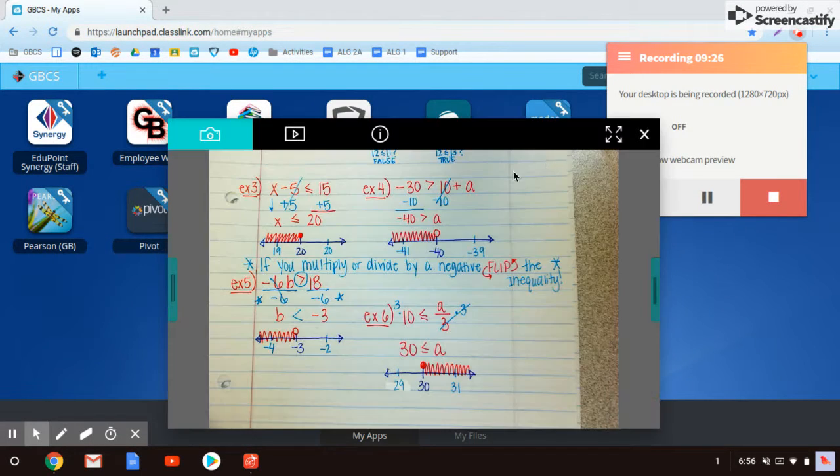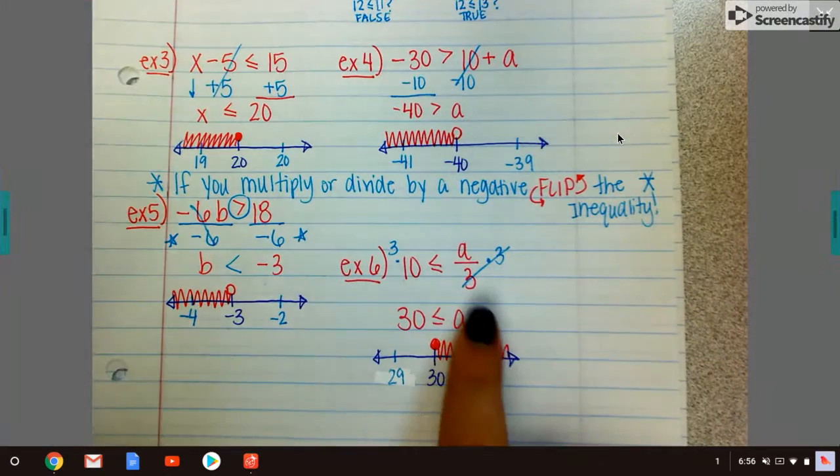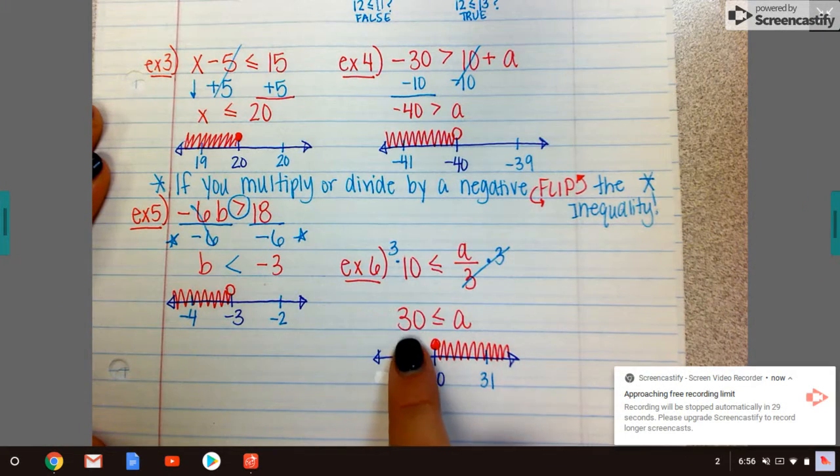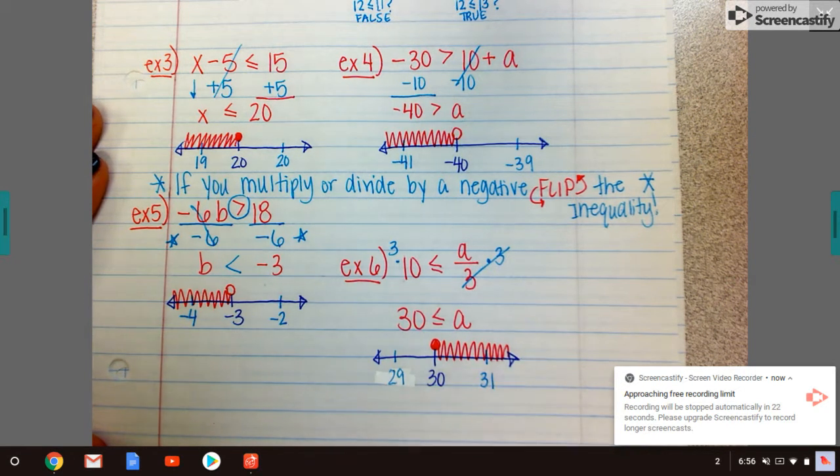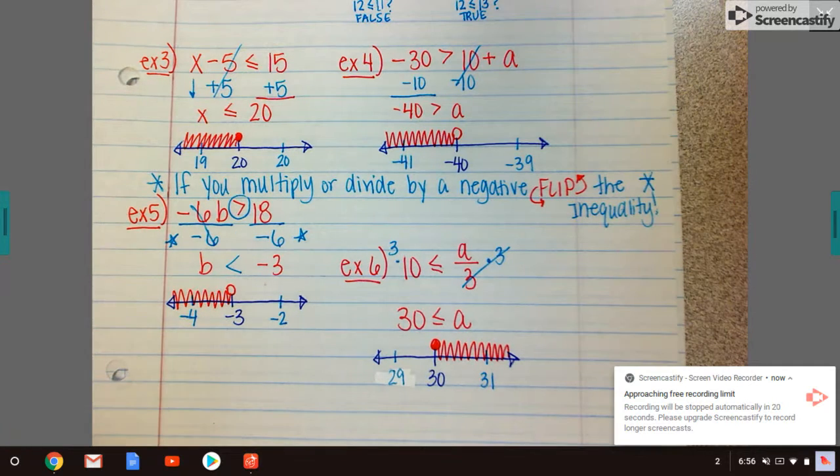All right, so this last one, see how you did? I have multiplied by 3 on both sides. 30 is less than or equal to a. So reading it backwards from the a side first, I have a is greater than or equal to 30. So I'm shading on the greater than 30 side. I hope this looks good to you guys. We're going to go through the next video on multi-step equations as well.